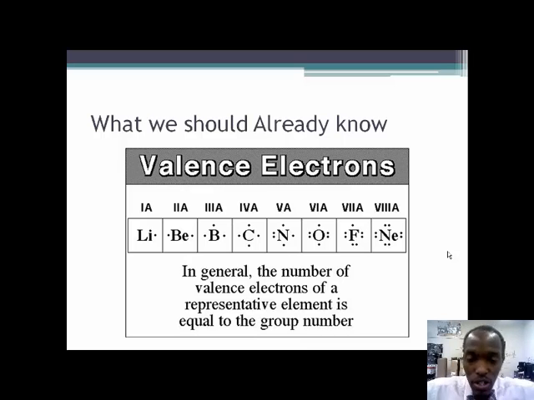Alright, so what should we already know? We should pretty much already know what valence electrons are. We've been talking about it for a couple of segments now. We know that valence electrons are the electrons on the outermost energy level, the number of electrons on the last level.